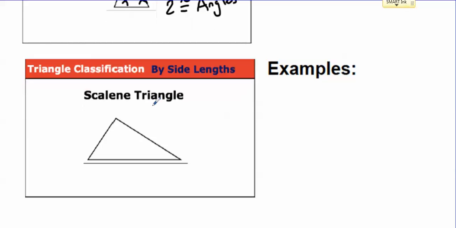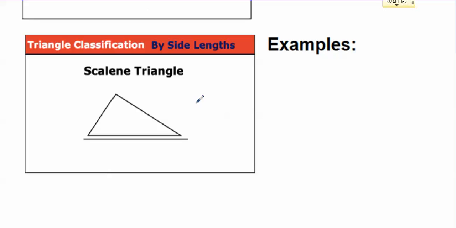And finally, the last one is a scalene. The last possibility you can have is no congruent sides. If you look at this triangle, none of the sides are congruent, so you could say that this is scalene. This would also mean that none of the angles are congruent, so no congruent angles.